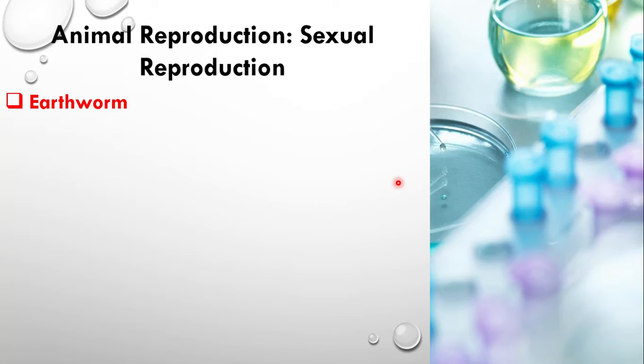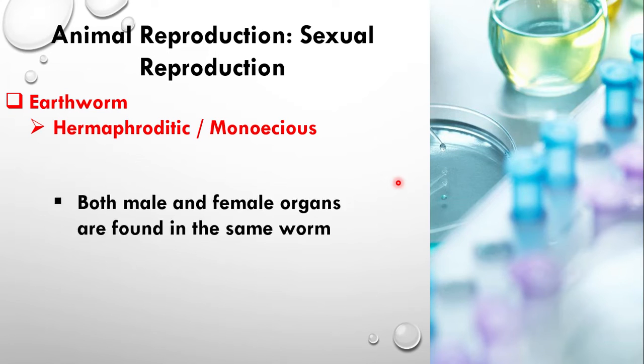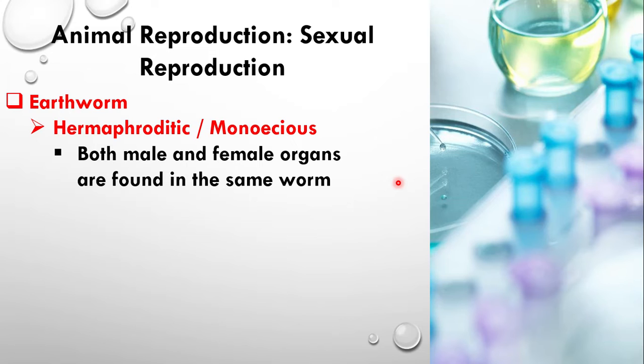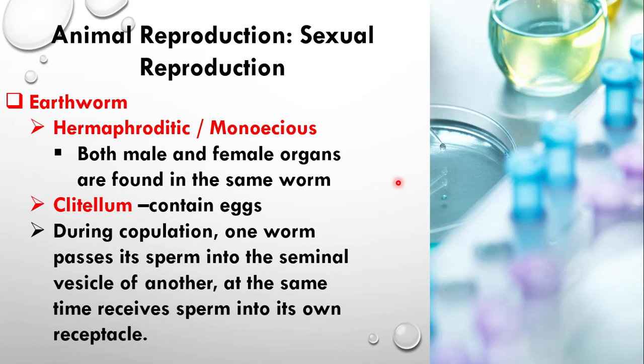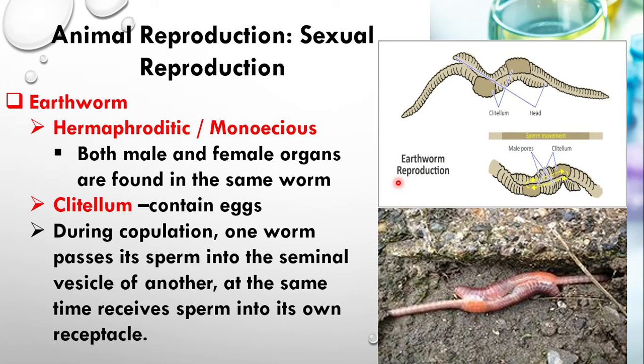Okay? So, we have here a very interesting type of animal, which is an earthworm. Okay? So, earthworms are hermaphroditic or monoecious. Okay? They contain both female and male organs in one worm, meaning one worm has both female and male organs. Okay? The part that contains the eggs of the earthworm is called the clitellum. Okay? So during copulation, like this one here, one worm passes its sperm into the seminal vesicle of another, and at the same time receives sperm into its own receptacle.